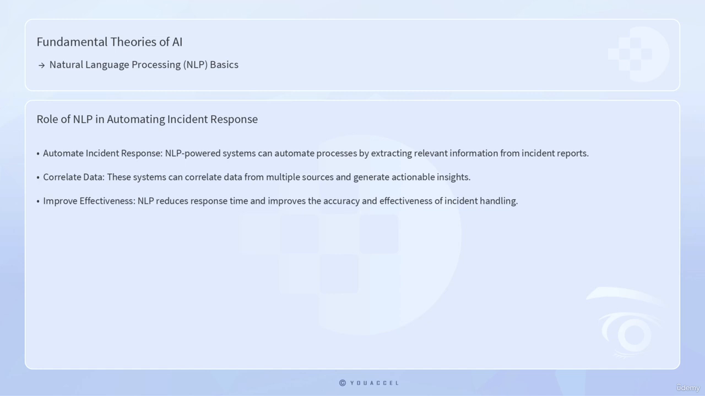NLP also plays a crucial role in automating incident response. Traditional incident response processes are often manual and time-consuming, involving the analysis of large volumes of data to identify the scope and impact of an attack. NLP-powered systems can automate these processes by extracting relevant information from incident reports, correlating data from multiple sources, and generating actionable insights. This not only reduces the response time, but also improves the accuracy and effectiveness of incident handling.